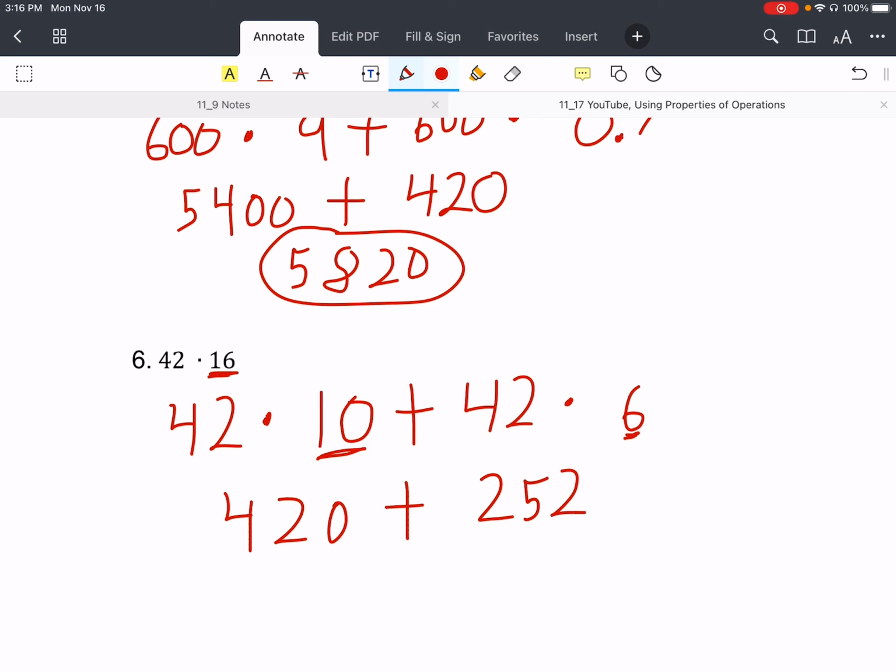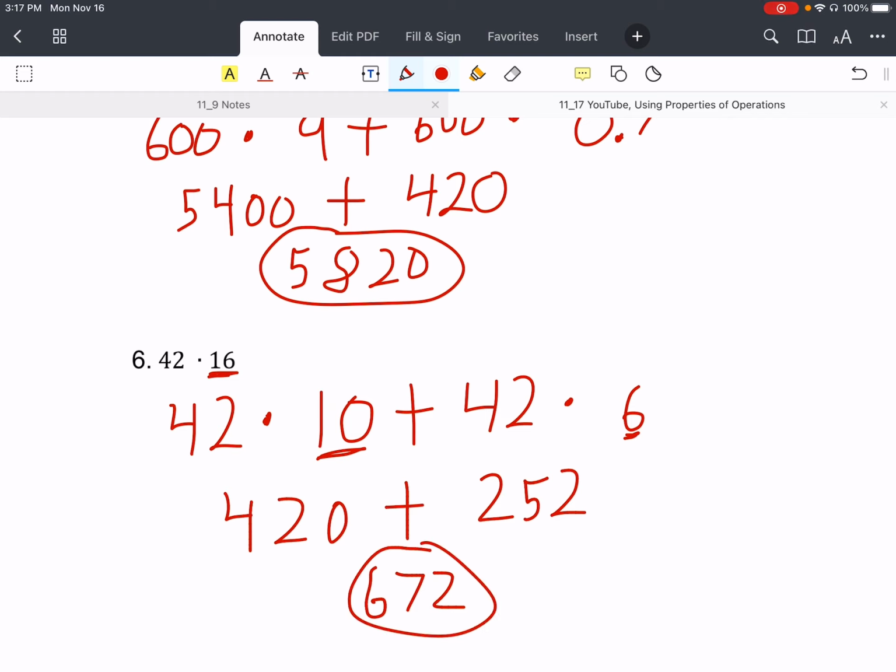And if you need to write out your steps to solve some of these problems, that's still fine. But hopefully some of you are able to do this in your head. So I could not do 42 times 16 in my head very easily, but I could do 42 times 10 and 42 times 6. And I can certainly add up 420 plus 252, which gets us a total of 672.